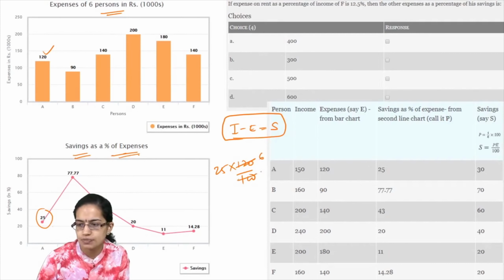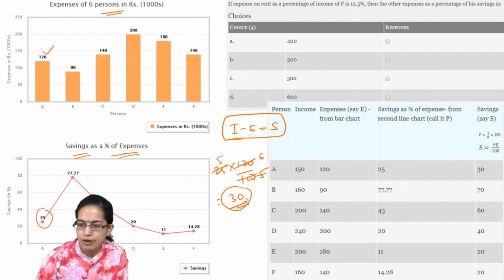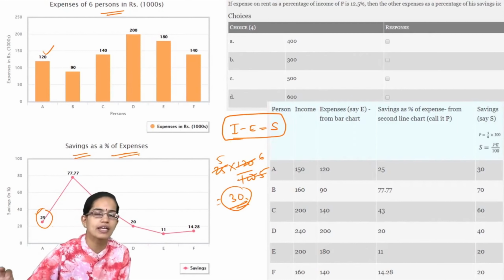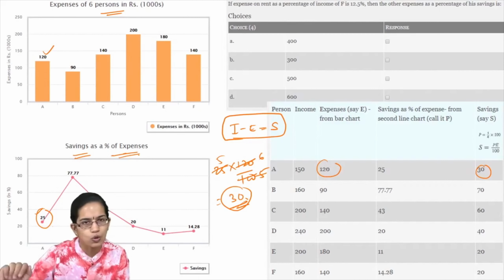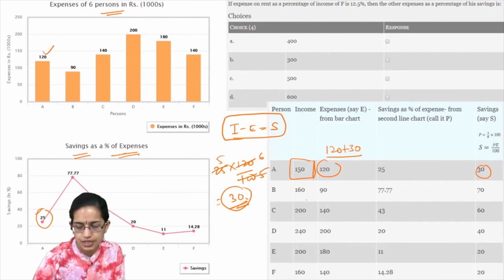So it is 6 by 5. Now 5 by 5, 5. So you would have 30. So my original saving is how much? My original saving is 30, not 25. 25 is my saving as a percentage of expense. So this value comes out to be 30. My expense is 120, that's already given in the bar graph. So what is my income? That is expenses plus savings. So 120 plus 30, that makes it 150.